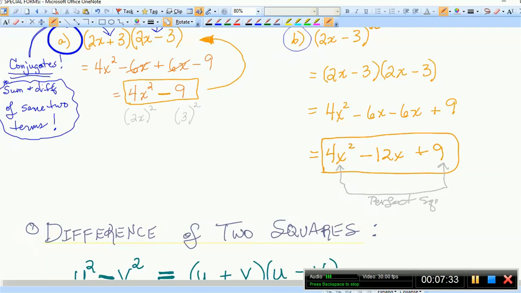Okay? And then this middle term must be twice the square root of the first and last, right? So this one has to be twice the square root of 4x, which is 2x, times the square root of 9, which is 3. So is it that? Let's take that over to the side. 2 times 2x times 3.